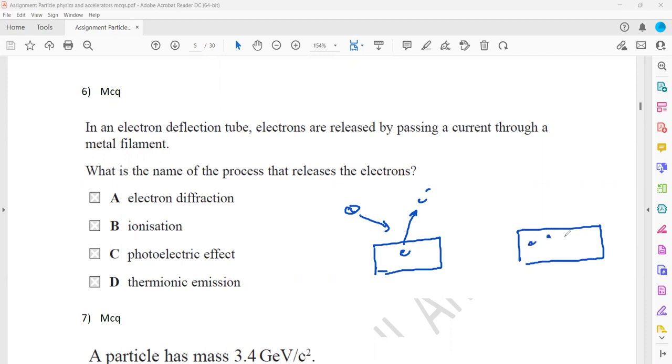Another thing, when we pass the current or supply heat energy, these electrons gain a sufficient amount of energy and come out from the metal surface. We call that thermionic emission, like by the action of the heat, we are removing the particles. Ionization is on the atomic scale, when we remove an electron from an atom, we call that ionization, and charged ions are produced as a result. But here electrons are already available within the structure and we are removing them from the structure. So there are two ways, either photoelectric effect or thermionic emission.